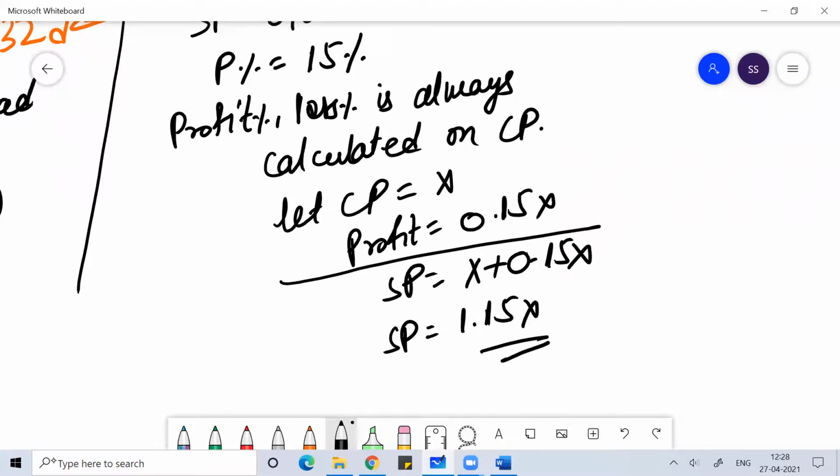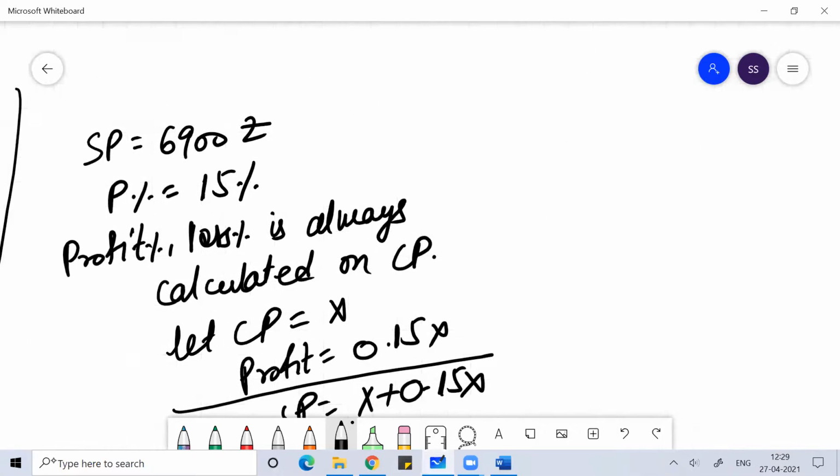Guys, if possible, you can write it directly. Please learn that. In the class also I have taught you all this. Whenever you see profit percentage or loss percentage, if I'm getting a profit of 15%, your selling price will be 1.15x. 25% profit, your selling price is 1.25x. 85% profit, 1.85x. 95% profit, 1.95x. 10% loss, your selling price is 0.9x. 85% loss, 0.15x. 55% loss, 0.45x.